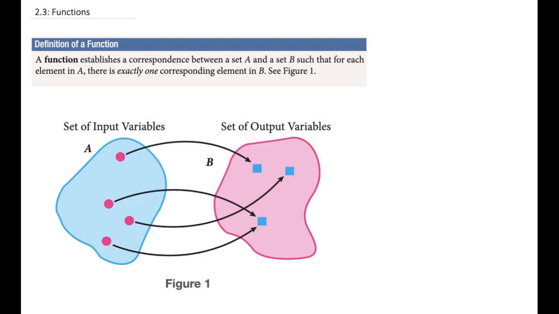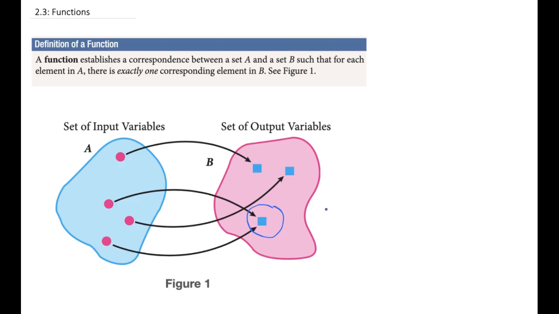A function establishes a correspondence between a set A and a set B with different elements in each one. As you can see here, there are four things in the input. The blue is the input, that's set A, and B is the output. There are four inputs and they create three outputs. That means there is one output that has two different inputs coming into it, and that is okay.